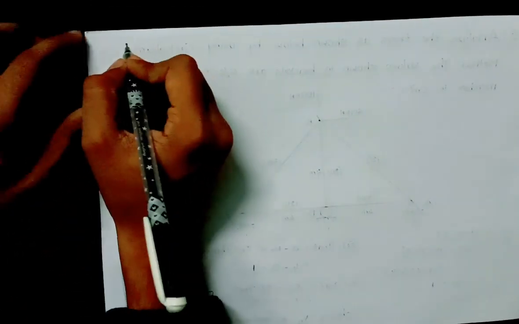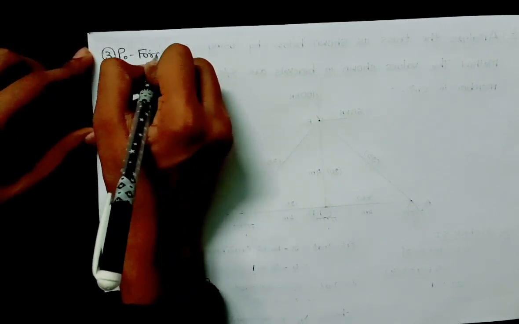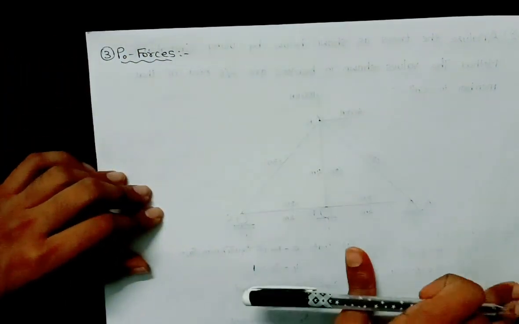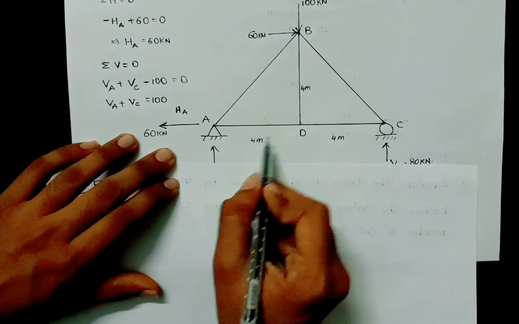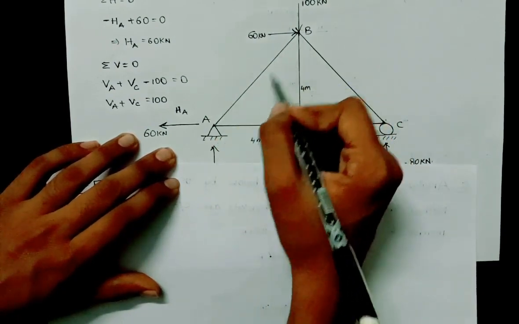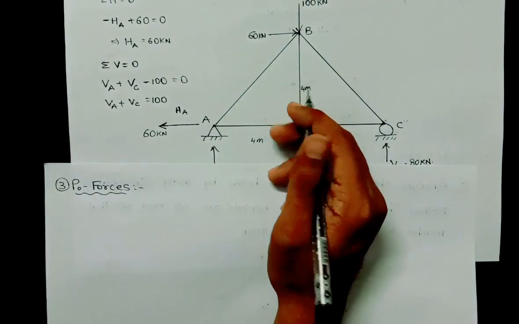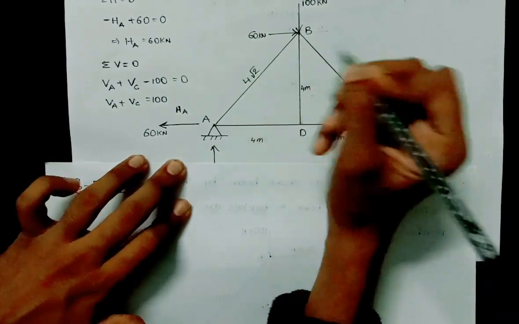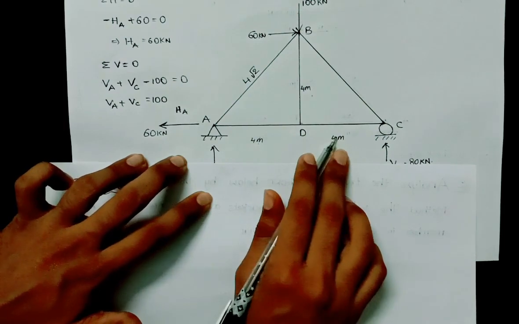Coming to the next step, it is to calculate the forces in the members. We should calculate the member forces by using the method of joints. Before calculation of the member forces, we should calculate the length of these inclined members. This is 4 meters, this is 4 meters. Therefore the hypotenuse will be square root of 4 square plus 4 square, which is 4 root 2, 5.65 meters. Similarly, square root of 4 square plus 4 square, 4 root 2.